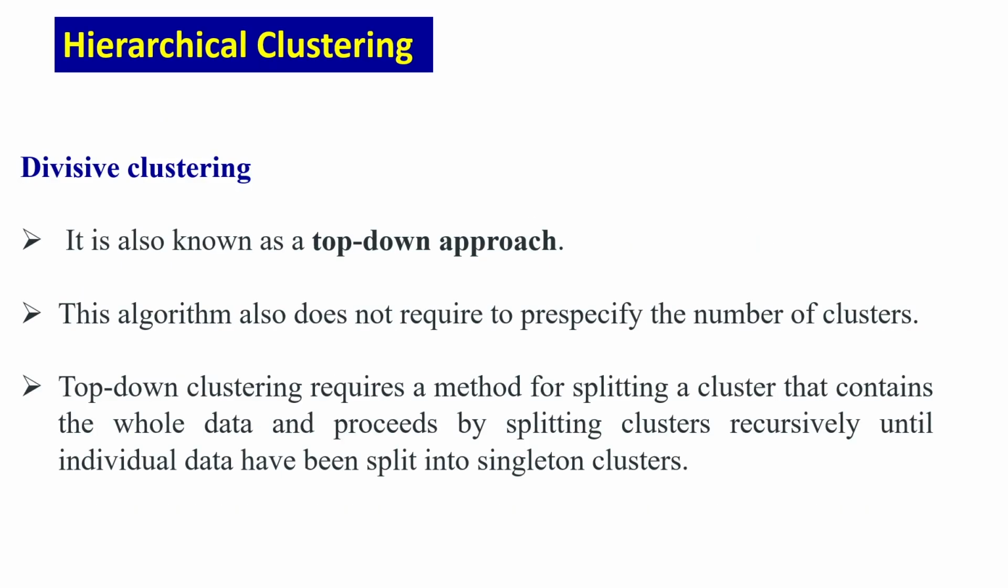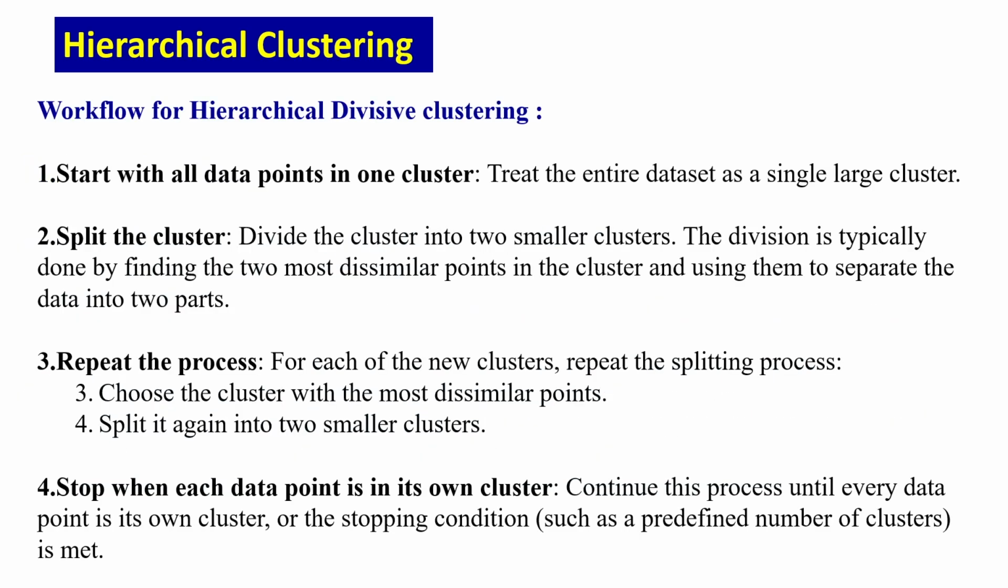In divisive clustering, let us spend more time on that. It is a top down approach, I told you, and it does not require specifying the number of clusters. We basically split the data recursively. What is the workflow? You start with all the points in one cluster, treating the entire data set as one single cluster, and then split the cluster. When you split, you have to split into smaller clusters. How to decide on that? You find the two most dissimilar points in the cluster first, and use them to separate the data. Got it?